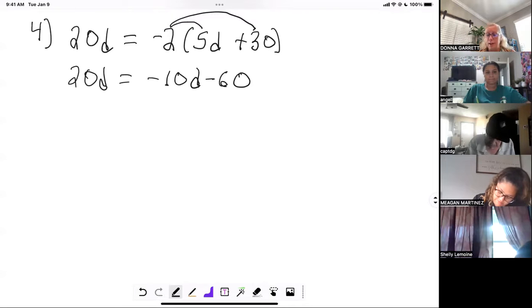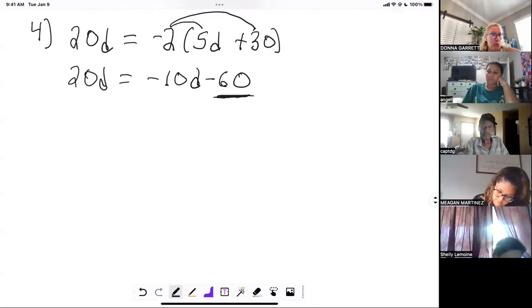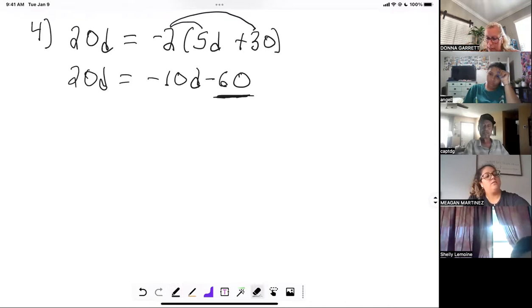Now, I have my constant here. There is no other number that I can combine. So I really don't have a choice with this one. I'm going to move that 10D over to the left, so the D is on one side and my numbers on the other side. So I am going to add 10D to both sides.